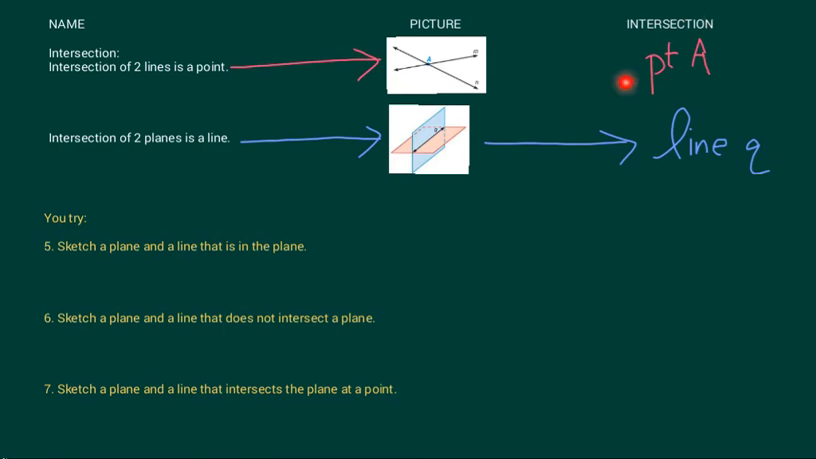So next I would like you to practice drawing a picture and just do the best you can. The whole idea is to visualize what you need to describe. So first one is sketch a plane and a line that is in the plane. Next is sketch a plane and a line that does not intersect that plane. And sketch a plane and a line that intersects the plane at one point. So I would like you to try drawing these three, push pause, and then once you're ready to check your answers, you can push play again and check your answers with what I will show you.